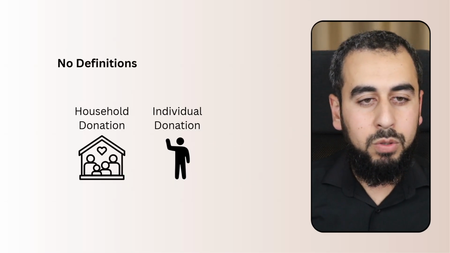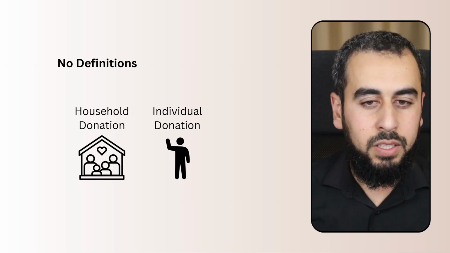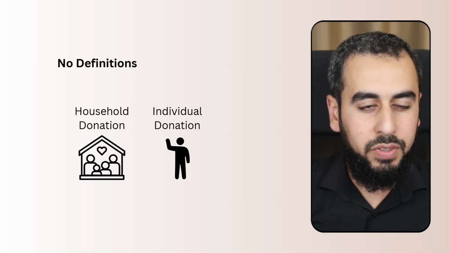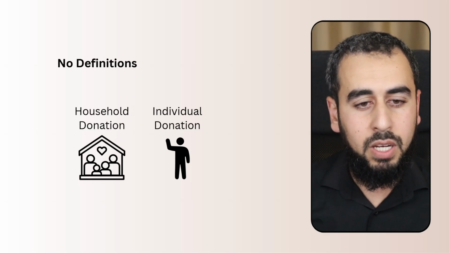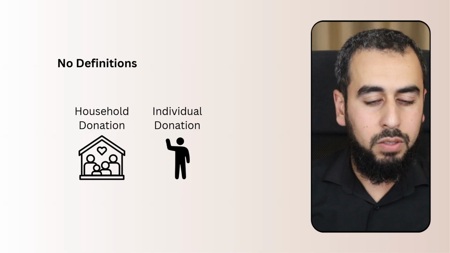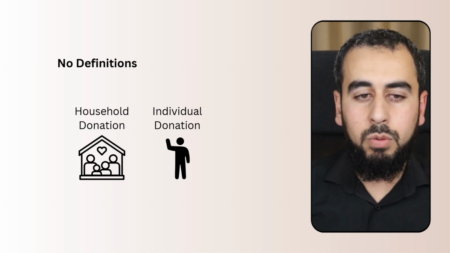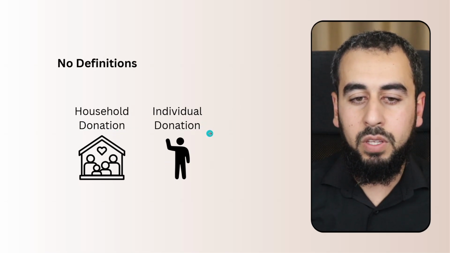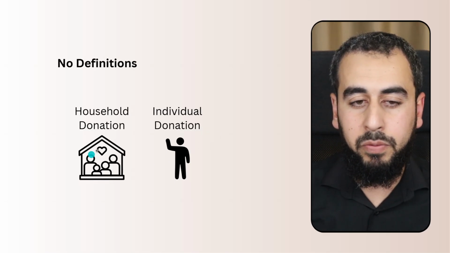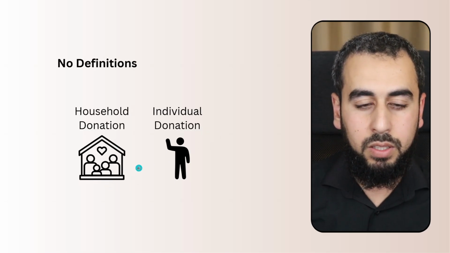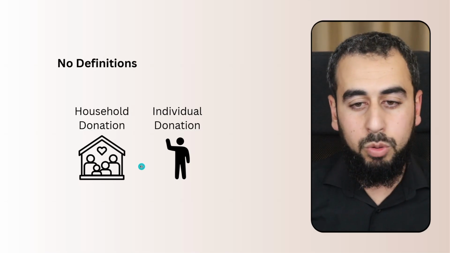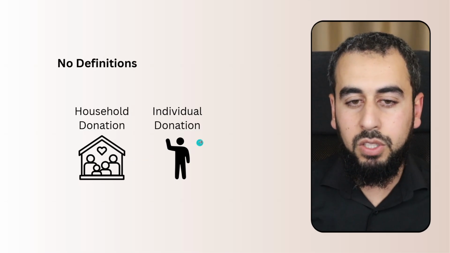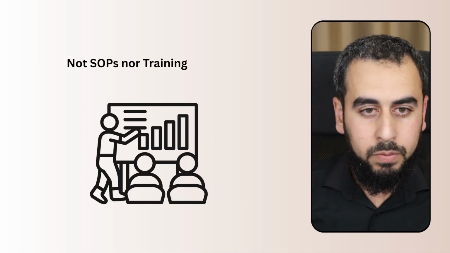Sometimes we also do not define our processes, and we don't have a clear definition for something. Some organizations out there, when they receive a donation, would we consider this donation a household donation, or an individual donation? So if multiple people from the same household donated, would we look at how much donations we got overall from this household, or are we looking at each donation individually?